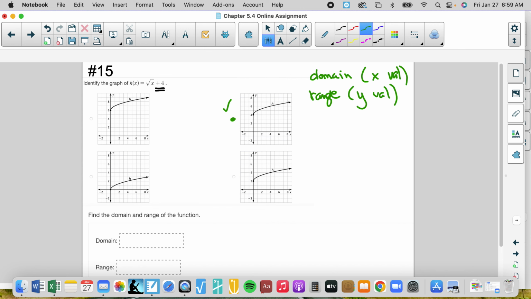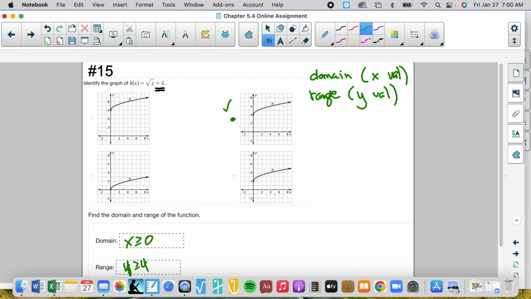My x values start at 0 and go to positive infinity. So we would say x is greater than or equal to 0. And then our range starts at 4, and that also goes up to positive infinity. So we would say y is greater than or equal to 4. Even though it looks like it plateaus, it goes on forever, and it'll go to positive infinity. There are no constraints here. All right, that's number 15.